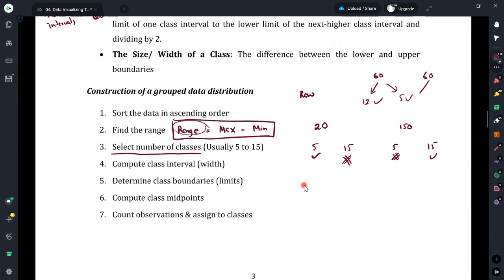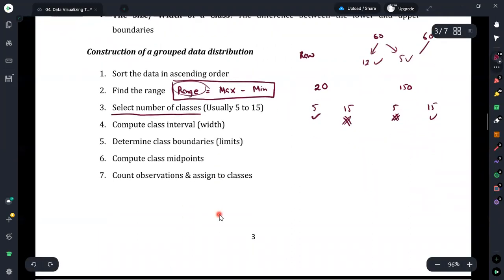After setting the number of classes, you have to select the class interval. In the next page, these equations are included, and I will explain it using an example. Thereafter, first we have to compute the class interval using what we call the class width, and then we have to determine the class boundaries or the class limits.